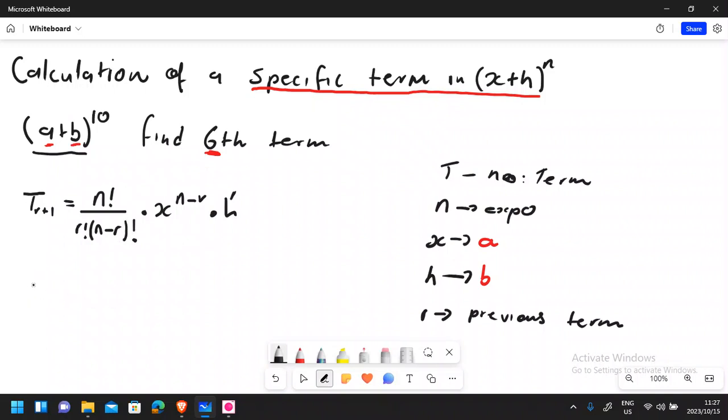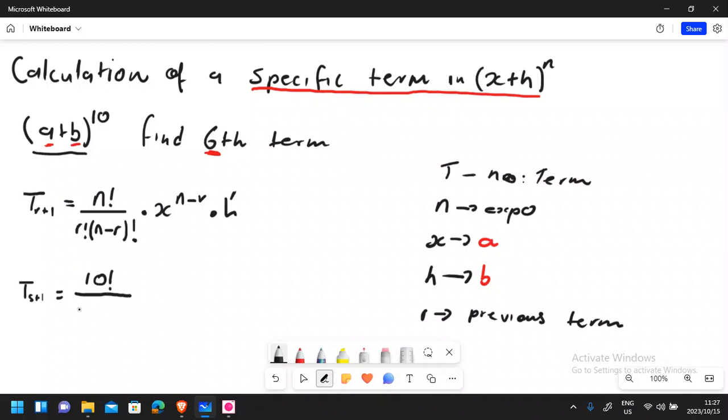Let's substitute. So t is going to be 2, but r, what is r? What is the previous term when we are seeking for the sixth term? It's going to be 5. So it's going to be 5 plus 1. There we go. Then equaling to. So our n, in this case, our n is our exponent. Now exponent there is going to be 10. Now factorial, right? Divide by.